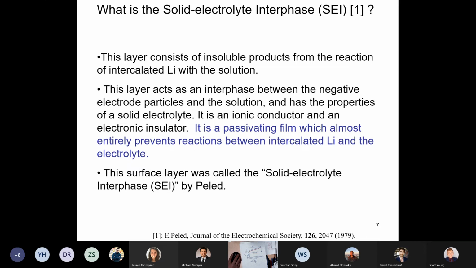Okay, so what is the solid electrolyte interface? This layer consists of insoluble products from the reaction of intercalated lithium with the electrolyte solution. This layer acts as an interface between the negative electrode particles and the solution and has the properties of a solid electrolyte. It's an ionic conductor and electronic insulator. It's a passivating film which almost entirely prevents reactions between the intercalated lithium and the electrolyte. And this layer was called the solid electrolyte interface by Peled in this very, very famous paper from 1979.